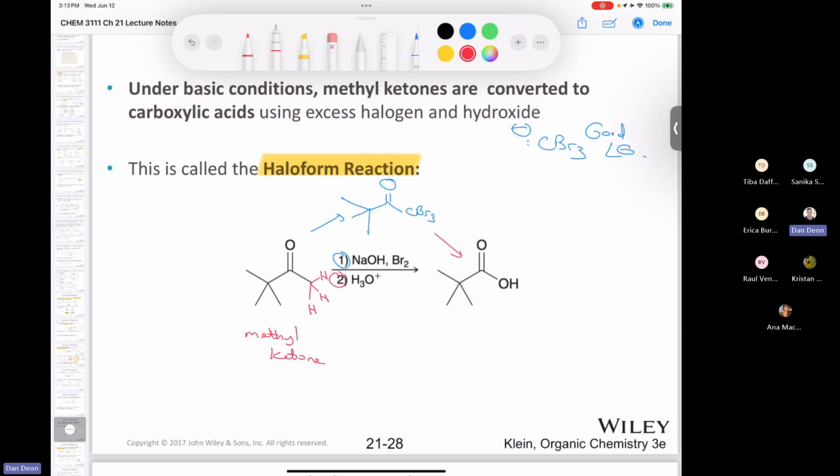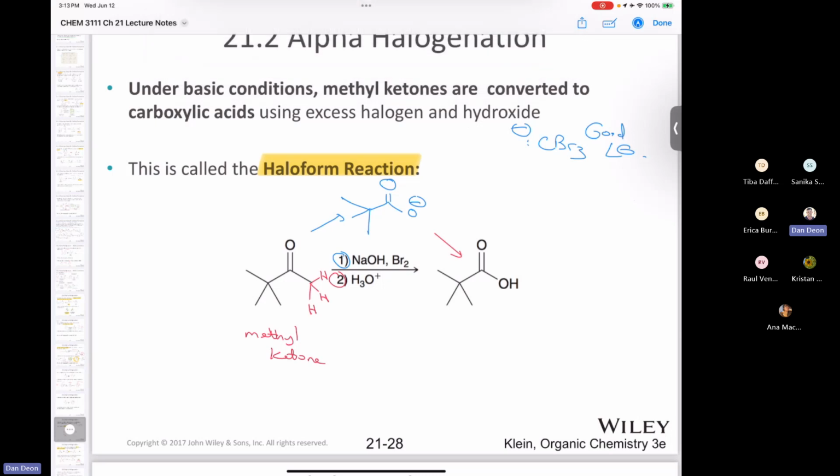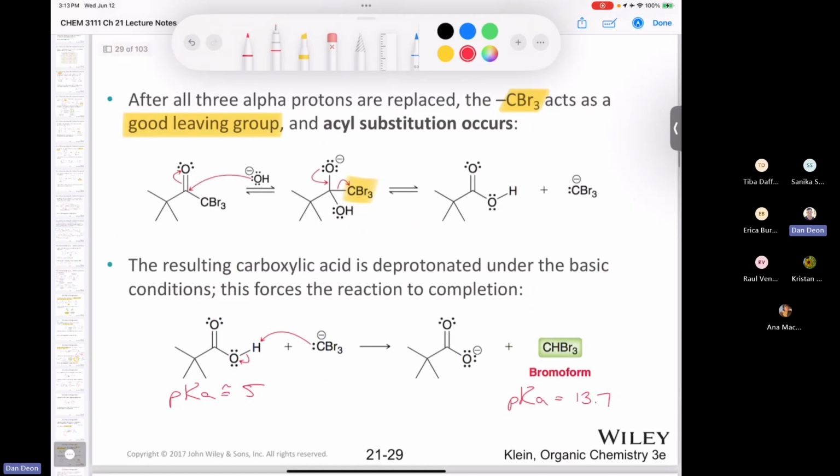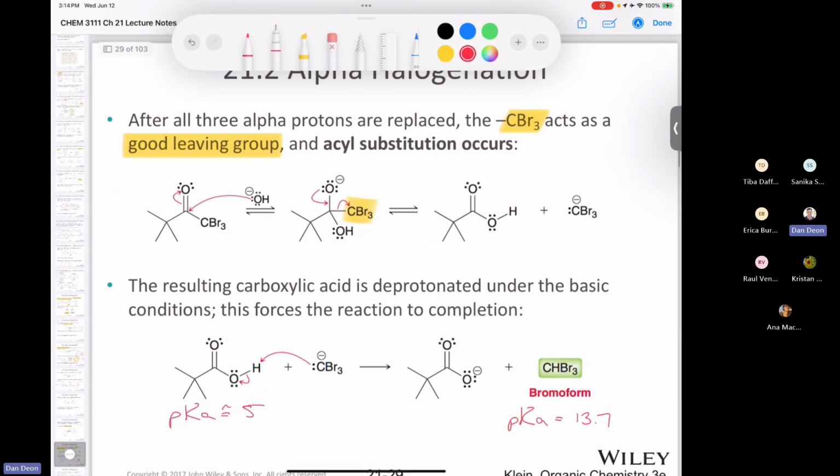So that's why when you do the haloform reaction, after the first step, it hydrolyzes this to the carboxylate like this. And then in the second step, when you treat it with H3O+, it's going to protonate, and your reaction is complete like that. So as far as the mechanism goes, this is just a nucleophilic attack and a loss of leaving group.